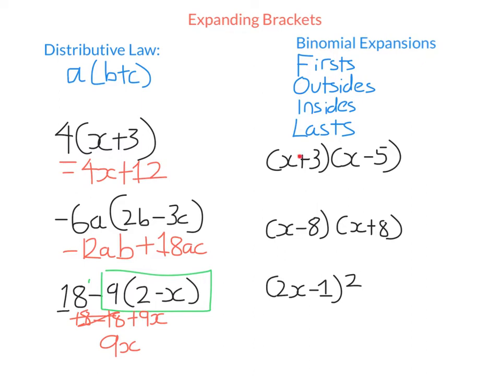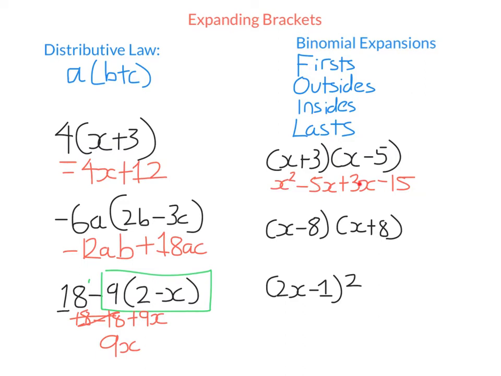So to do these first brackets here, we go first, the thing that's first in each bracket, x times x. Outsides, so that's x times minus 5 is minus 5x. Insides, 3 times x. And last, the thing last in each bracket is minus 15. So what we have to do is now collect like terms.